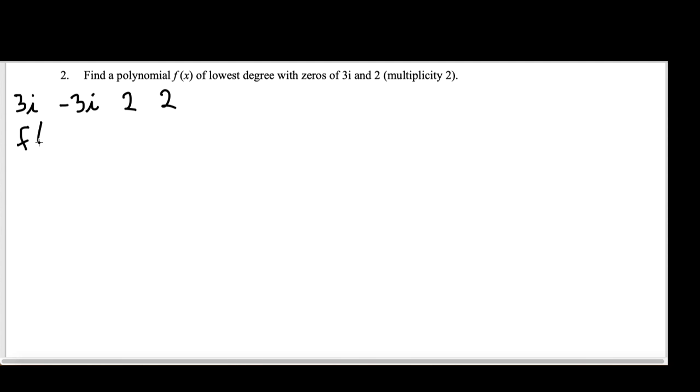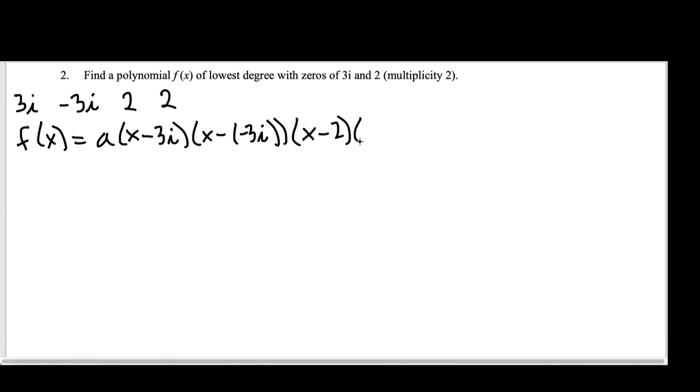That polynomial can be written as a series of linear factors. So this is according to the linear factorization theorem. We have a leading coefficient, and that is multiplied by a series of 4 factors. And each factor is x minus a 0. Okay? x minus 3i, x minus negative 3i, x minus 2, x minus 2. Okay?